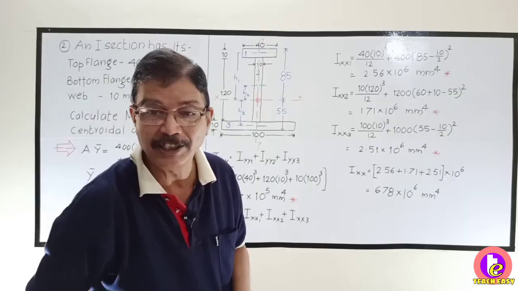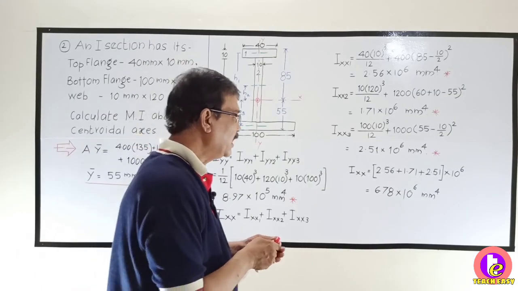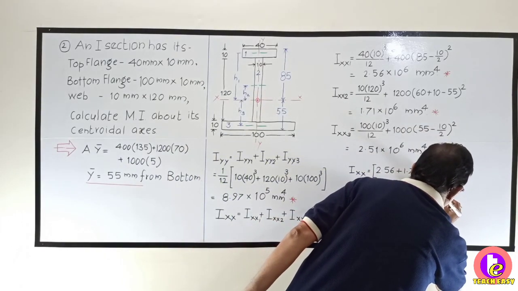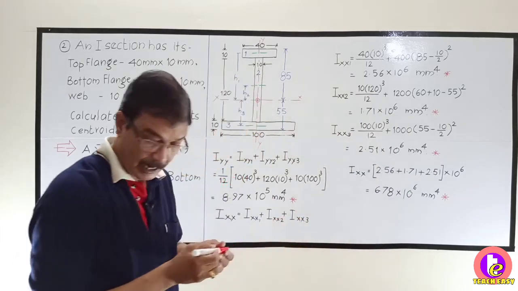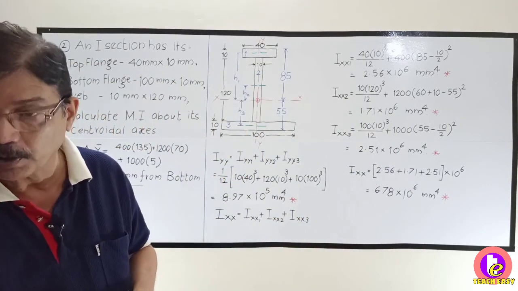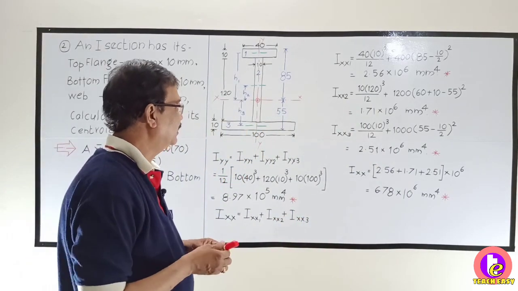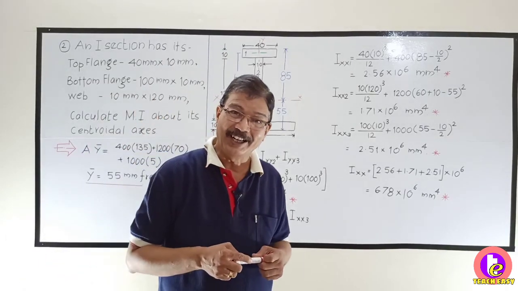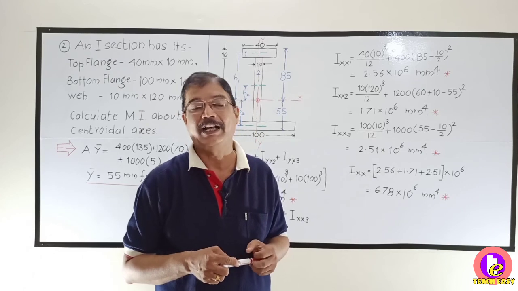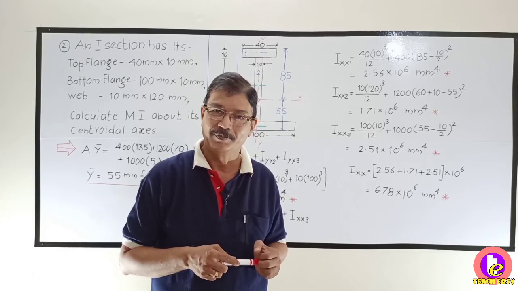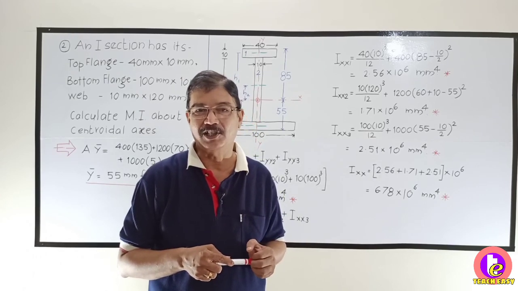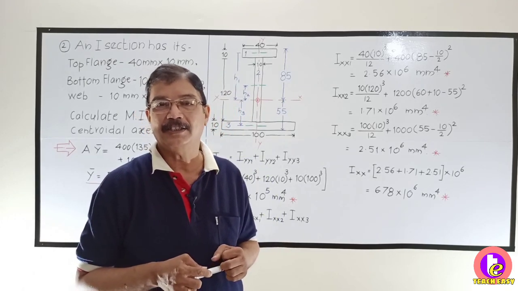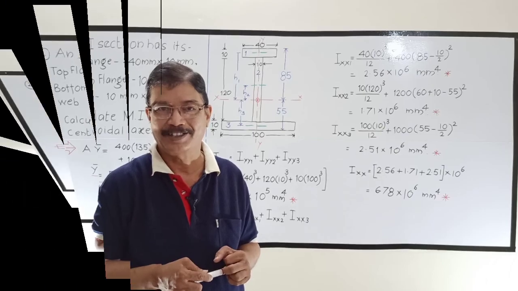4. So this is how in this particular lecture we solved two problems of I section. One problem was a symmetrical I section, that was the previous problem, and the second problem is an unsymmetrical I section. It is necessary to do the calculation at home, and I hope you will do the same. In the next lecture, we will see how to find the moment of inertia of another structural section. Thank you.